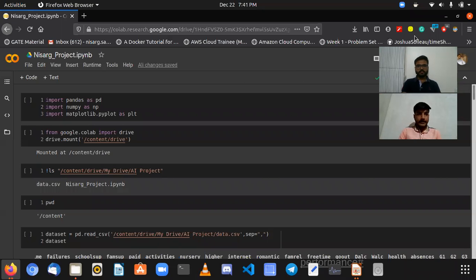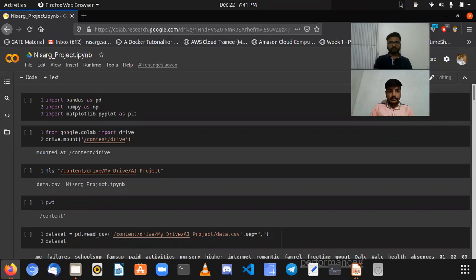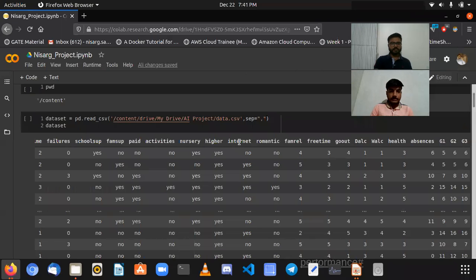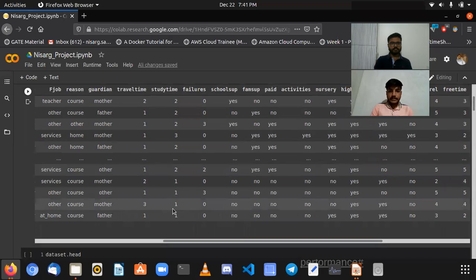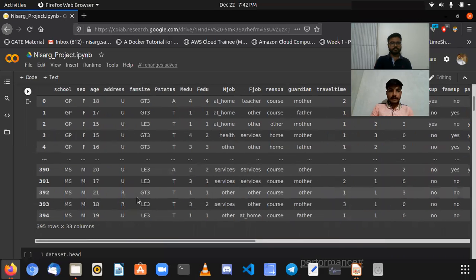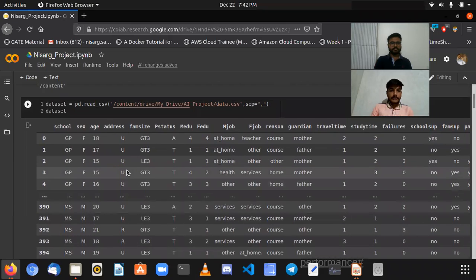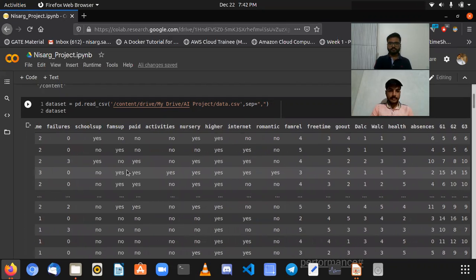First, let's look at the dataset which we included in our project. So here you can see that first we imported the pandas library, and after that we imported our dataset using pd.read_csv. Here in the dataset you can see that there are 33 different attributes and a total of 395 data. In this dataset, there are three types of grade and other attributes like travel time, study time, free time, parents' cohabitation status, whether they are living together or not, and absences of students, etc.